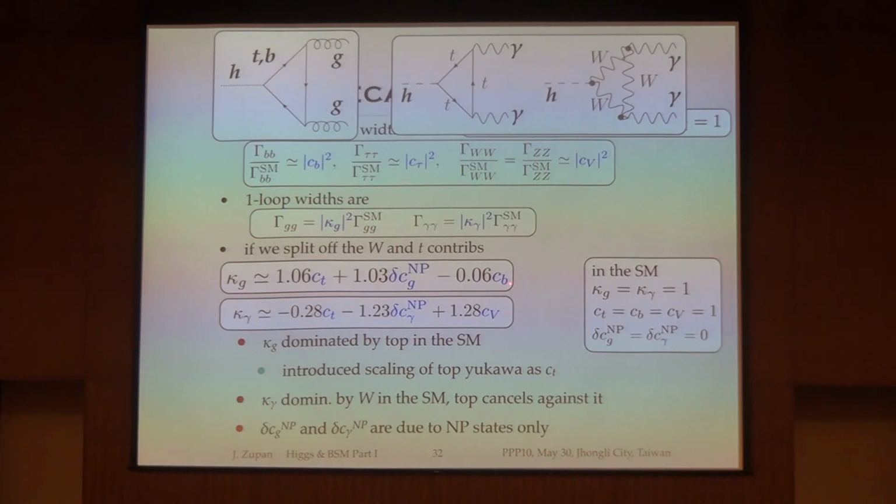The contribution from the bottom is much smaller. Why? Well, because the bottom couples proportional to the mass. The b mass is much smaller than the top. Right? So the coefficient will be smaller.